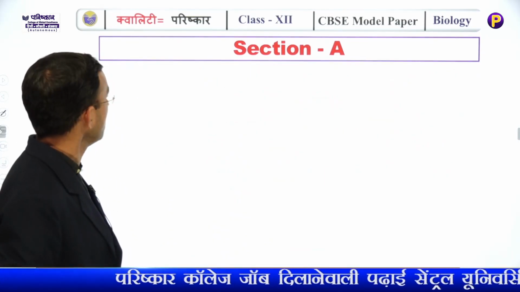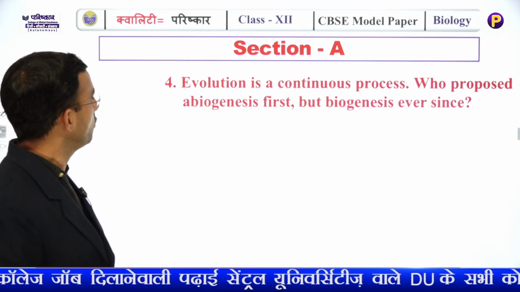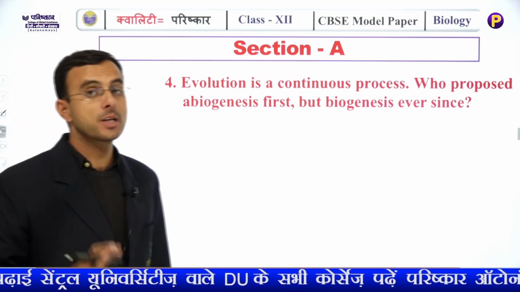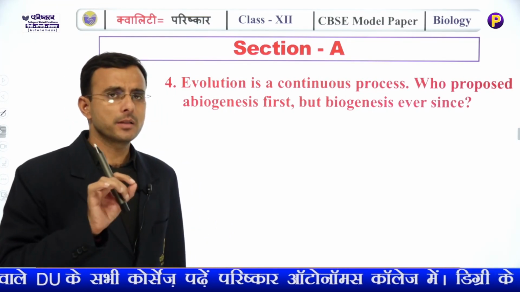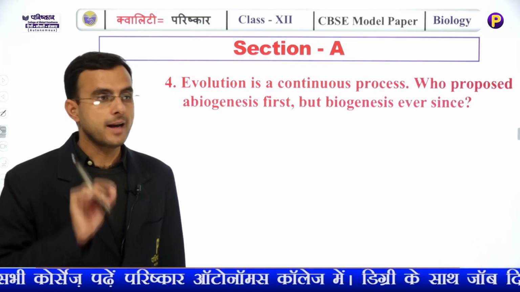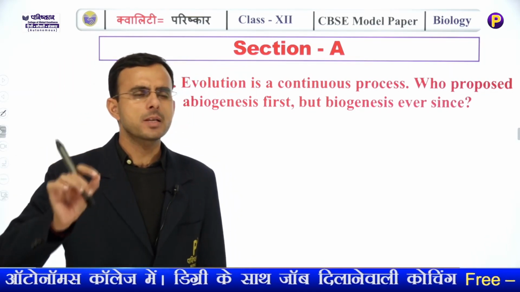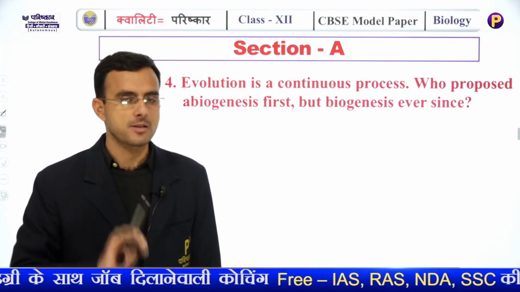Now look at the next one. Evolution is a continuous process. Who proposed abiogenesis first, and biogenesis ever since? Now look at this one. There is a definite beginning of life, and after that definite beginning evolution took place, and a huge diversity of life forms emerged on this earth's surface.